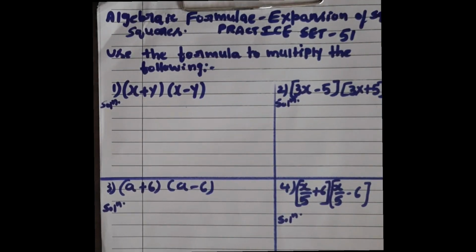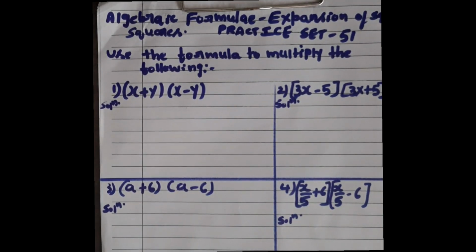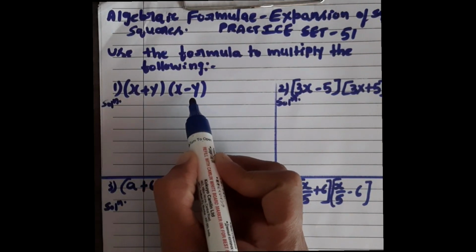Hello everyone. Today we will discuss algebraic formulae, expansion of squares, practice set 51. In that, the question is: use the formulae to multiply the following. Now the question is (x + y)(x - y).